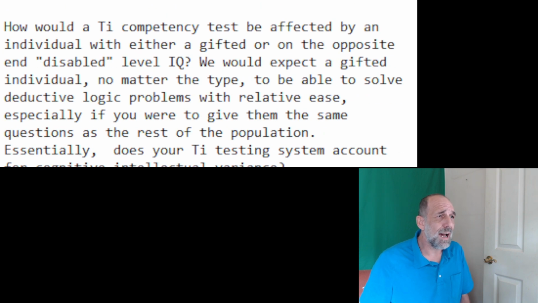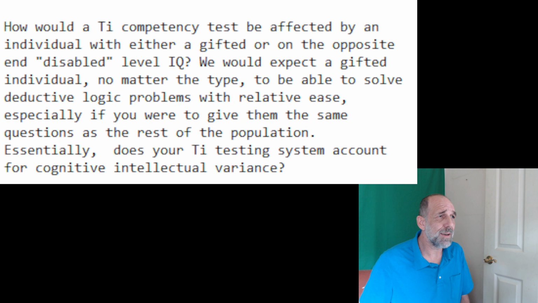How would a TI competency test be affected by an individual with either a gifted or, on the opposite end, disabled level IQ? Okay, so this is a category error. People think that gifted and disabled are two ends of the same spectrum. Absolutely not. The reason people have mental retardation is because there is something wrong with them. There's something different about them.